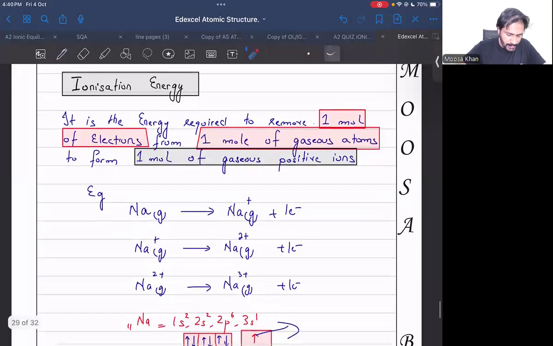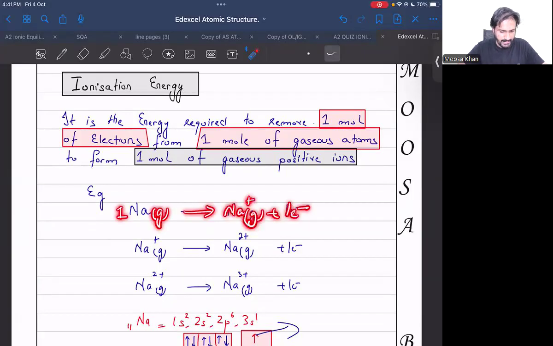And in terms of equation, how can you write the equation? Sodium, 1 mole of sodium gaseous atom. On the left hand side, 1 mole of electrons is removed and it has formed 1 mole of gaseous sodium positive ion, right?